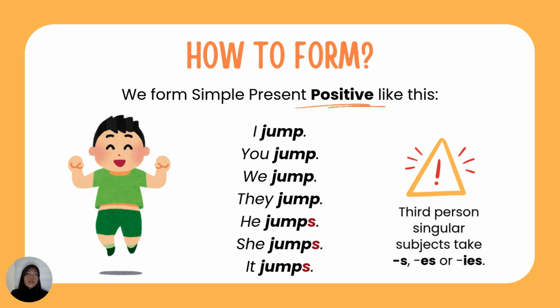Next, we form simple present positive like this. I jump, you jump, we jump, they jump, he jumps, she jumps, it jumps. Why do he, she, and it have s added? So there is the explanation beside it. Third person singular subjects take s, es, or ies in the verb.